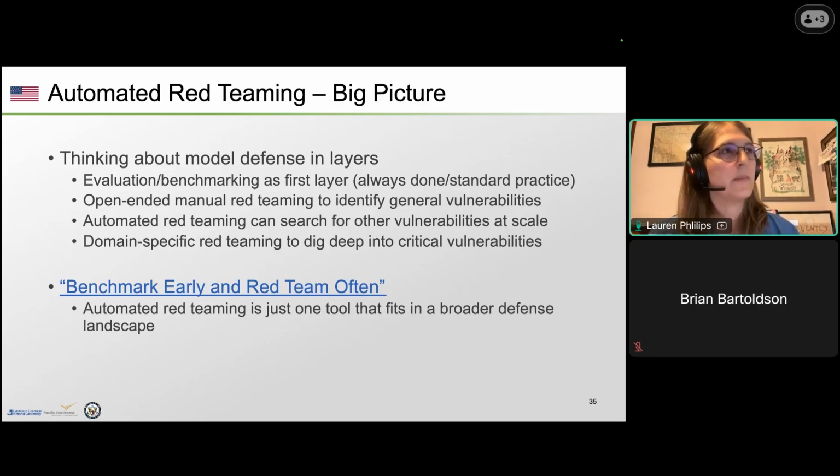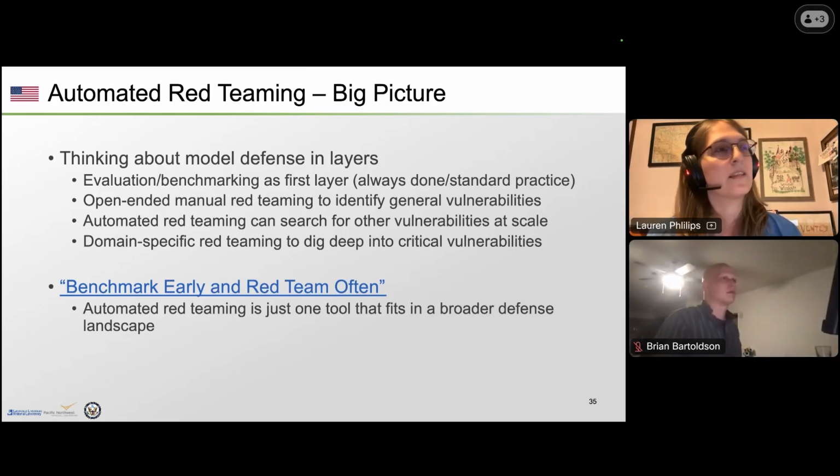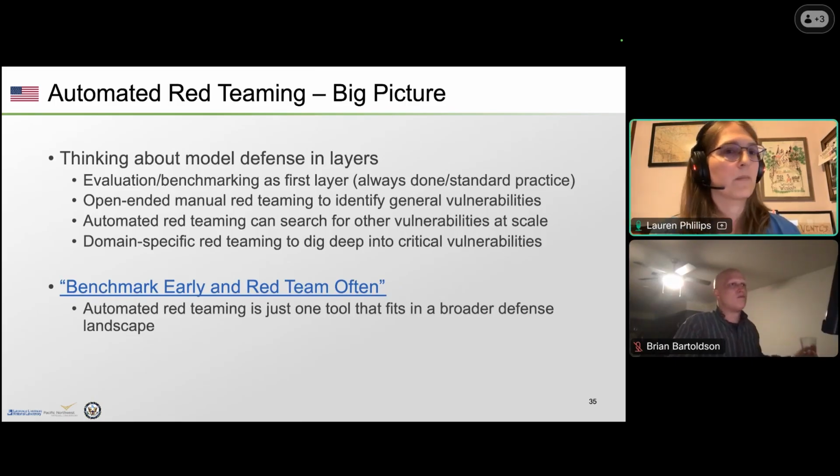Open-ended manual red teaming can be very helpful if you don't have any sense of what the vulnerabilities might be, so that you can identify those from the start. But that's not an activity you can always hold. So you might only use it when you really feel like you don't understand the landscape of attacks. Automated red teaming is more complex than benchmarking, but it is something that you can do at scale. So we can implement that as often as possible.